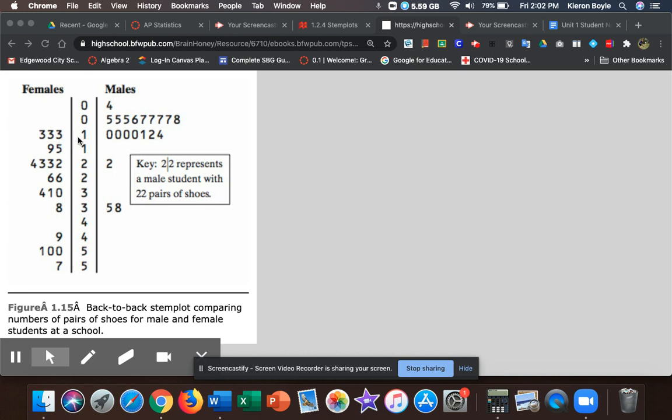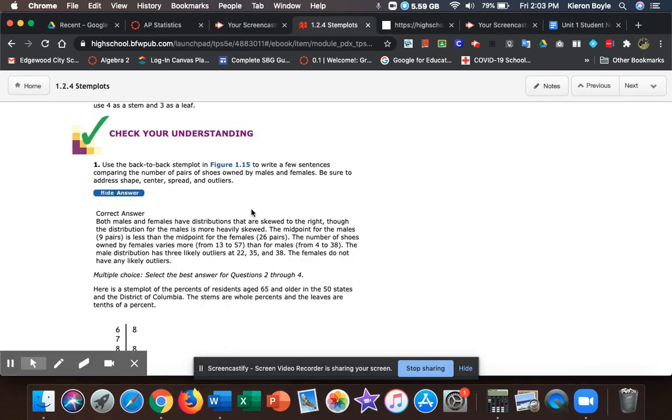So this is 13, 13, 13, 15, 19. They have a high number of 57. So then looking at your diagram, if we look at the answer that they have for this, that is this whole group right here. So both males and females are skewed to the right. And though the distribution for the males is more heavily skewed, we'll look at that.